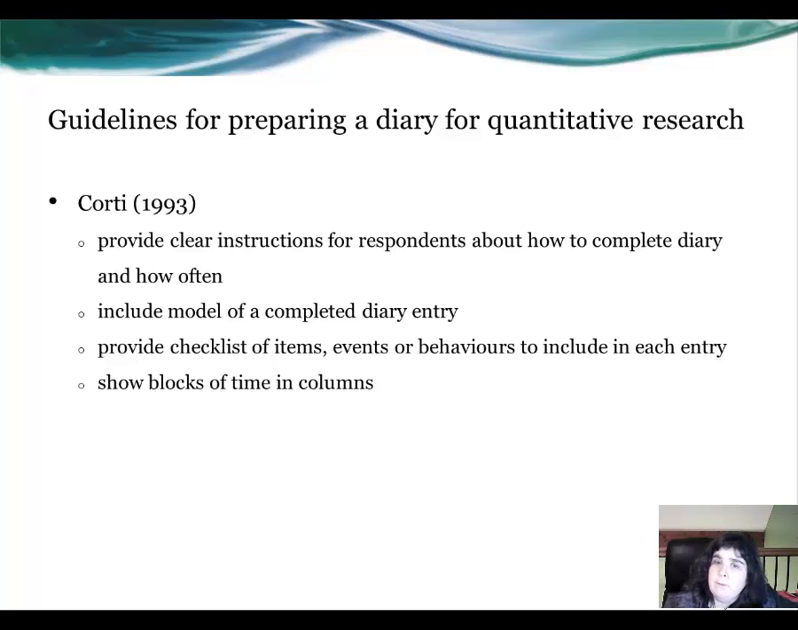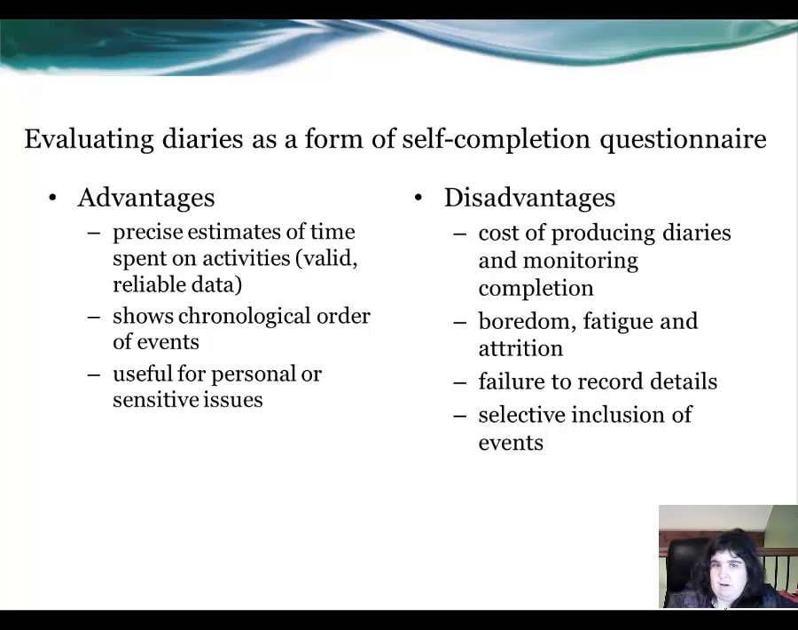So finally, using diaries as a form of quantitative research, which is also a self-completion format, has some advantages and disadvantages. The advantages are obviously the time and the reflection of the person's attitudes, behaviours, or opinions in a specific time frame. You can show a chronological order of events, useful for personal or sensitive issues. The disadvantages are the cost of producing diaries and monitoring completion. The respondents might be enthusiastic at the beginning, but then they might get bored, or fatigue and attrition could come into play. There could be blanks in the diary, and then that part of the diary is not used within the research. And also, on the part of the participant, they're selective in what to include.